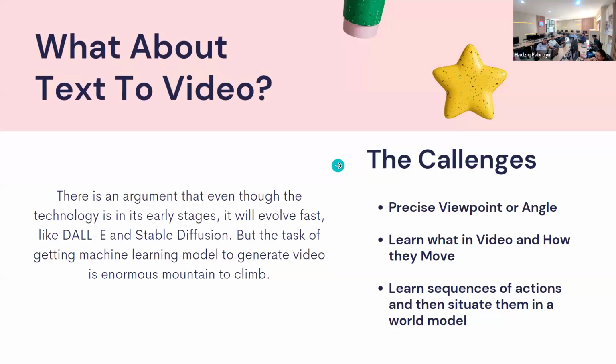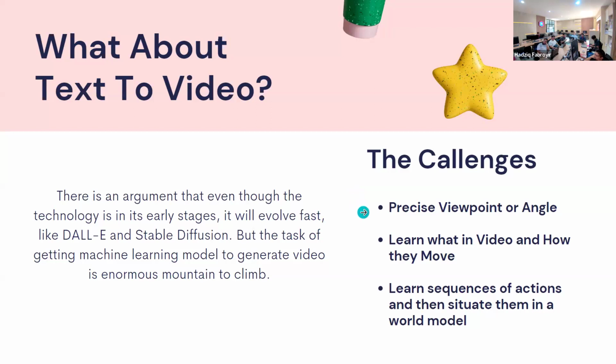Okay, so what about text to video? The author says there is an argument that even though the technology is in its early stages, it will evolve fast like DALL-E and Stable Diffusion. But the author said the task of getting a machine learning model to generate video is an enormous mountain to climb. So maybe when the author created this article, he didn't know about Sora. Maybe it wasn't released yet. But he stated that there are three challenges to creating a video generation AI model.